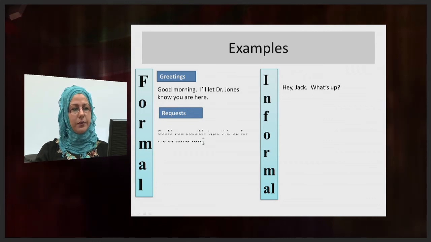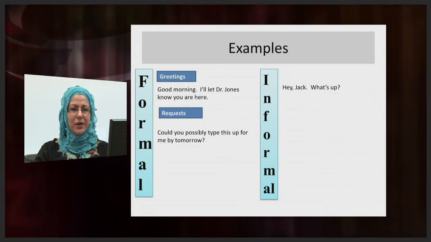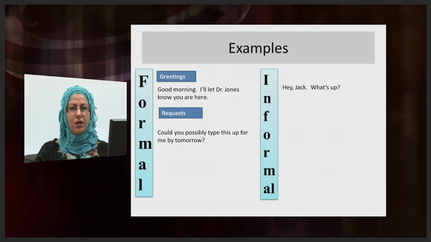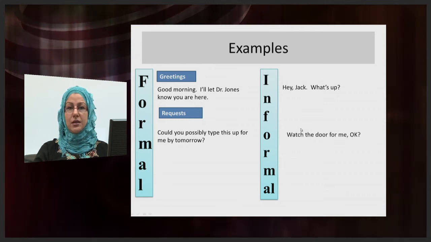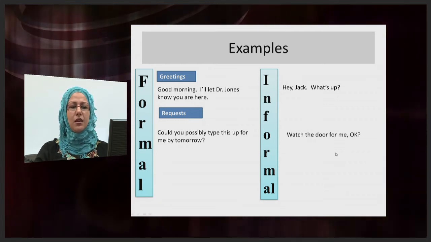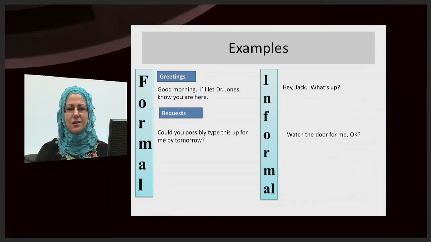In requests, you would say, "Could you possibly type this up for me by tomorrow?" Whereas in an informal situation, you might say, "Watch the door for me, okay? Type this for me, please."